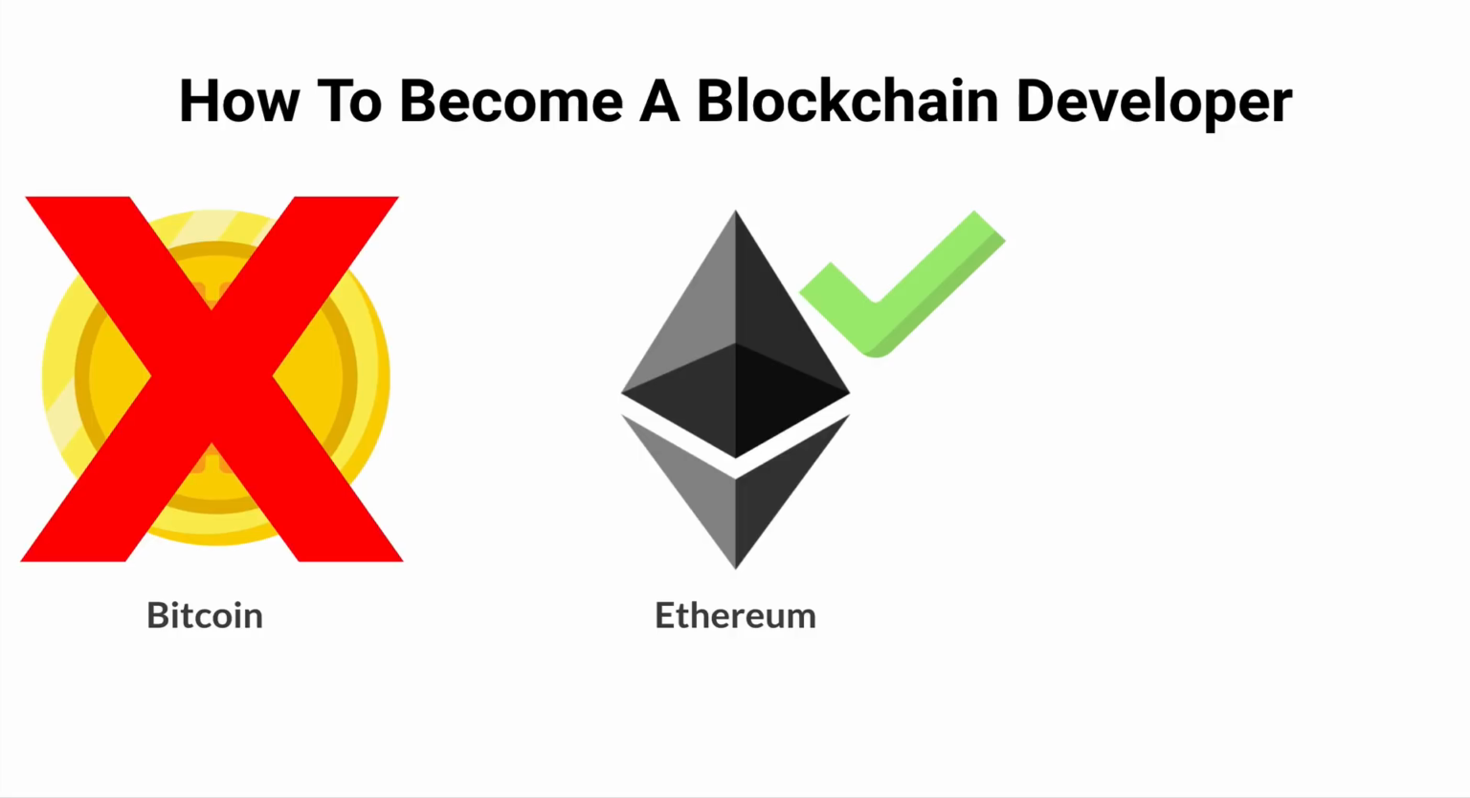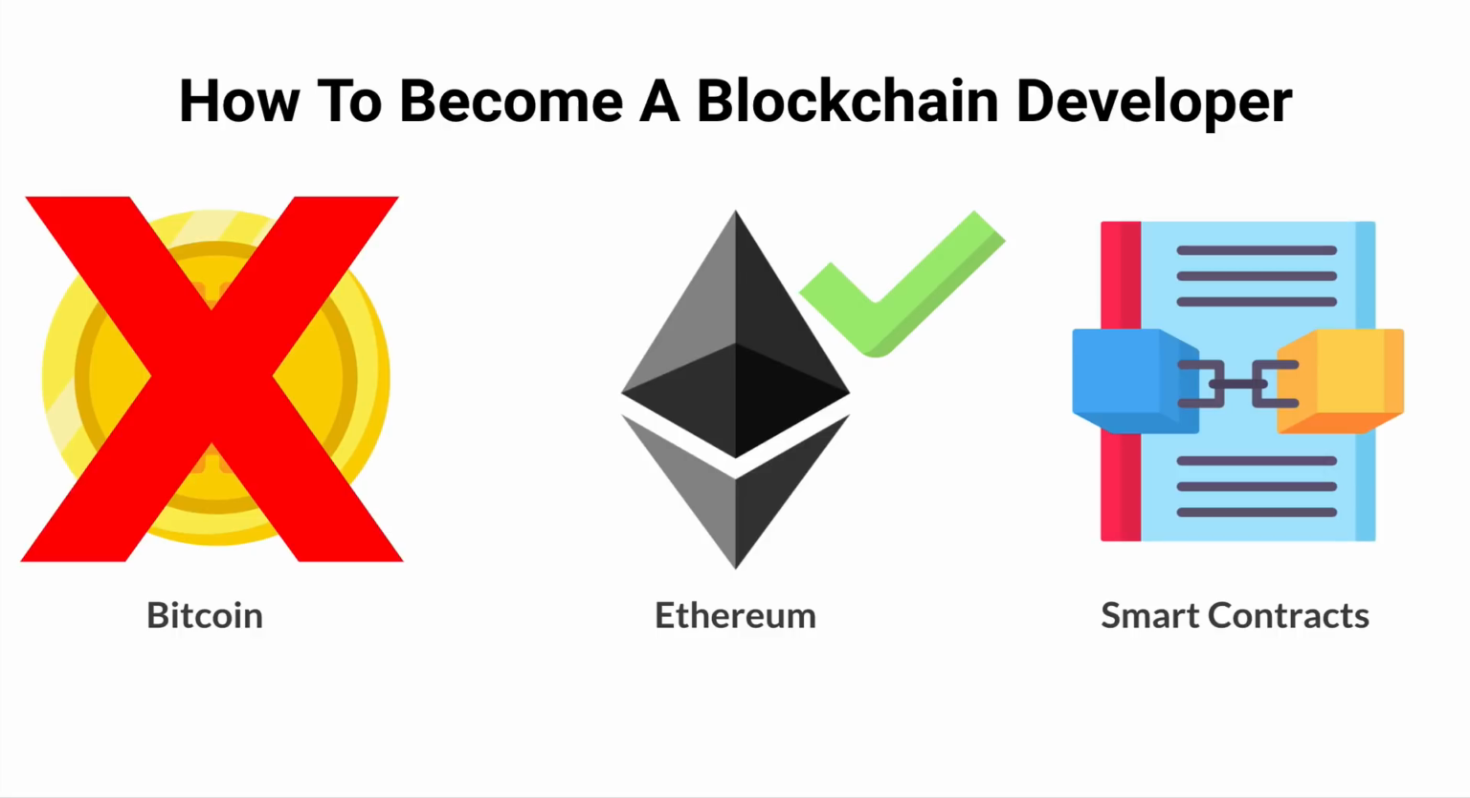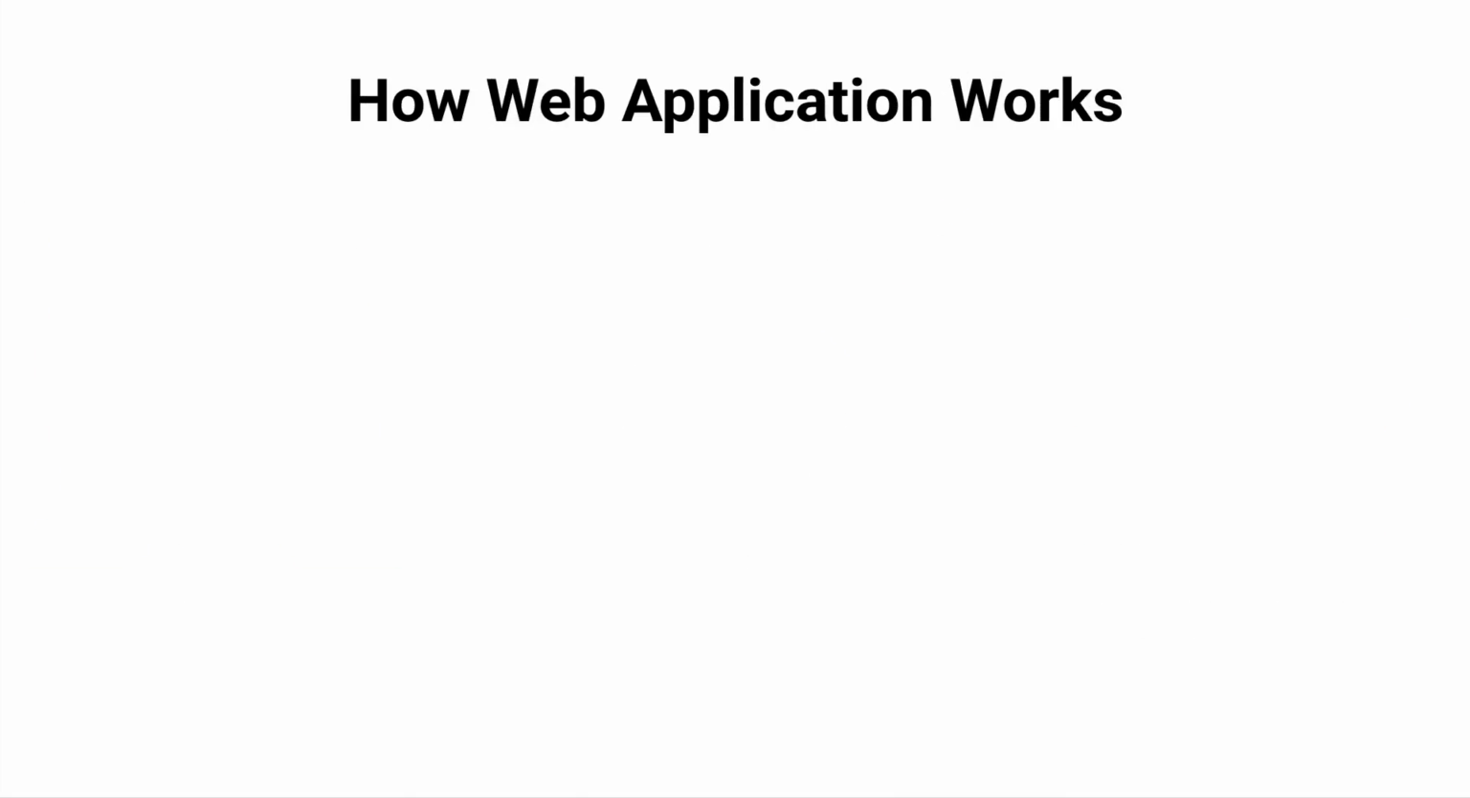In addition to sending cryptocurrency, Ethereum allows developers to create decentralized applications, or dApps, that run on the blockchain. Ethereum achieves this with smart contracts, which are programs that run on the blockchain. Let's see how these apps work. First, let's look at how a web application works, and then we'll compare and contrast the two.